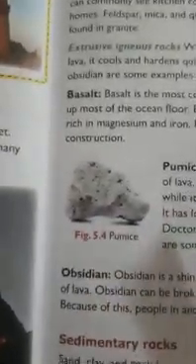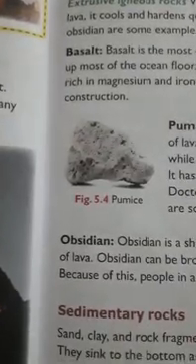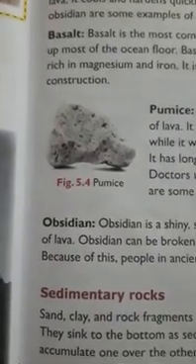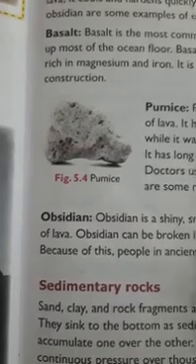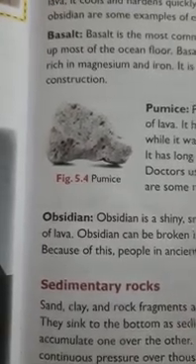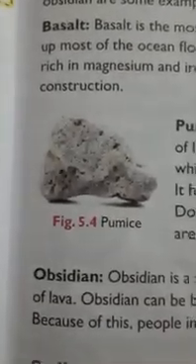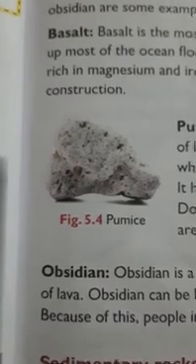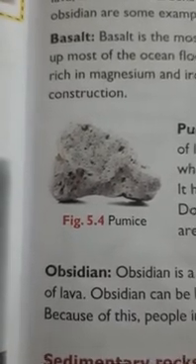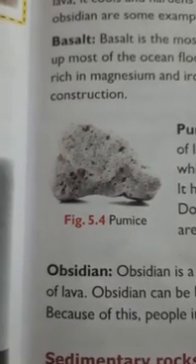Okay. Now we will see pumice. This is also an example of extrusive igneous rock. Pumice is a light colored rock formed by quick cooling of lava. It has many holes in it, as you can see by zooming the picture, formed by the gases trapped in lava while it was cooling.